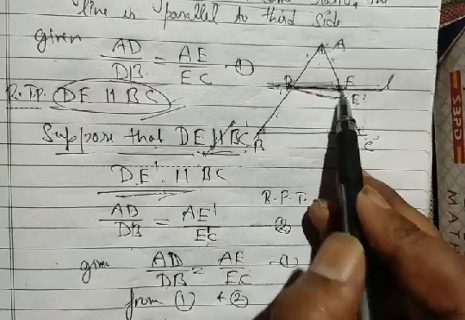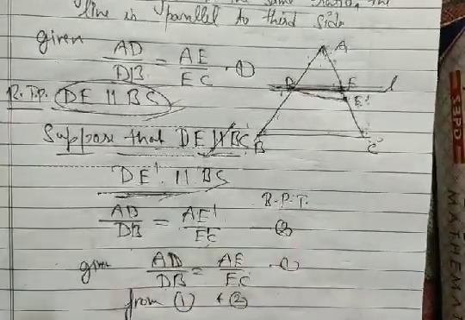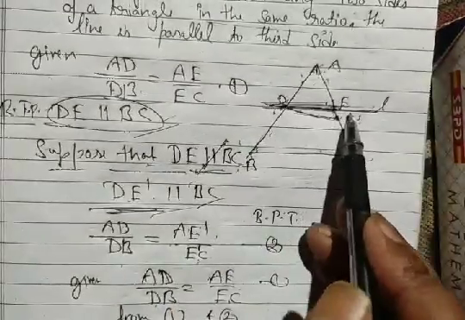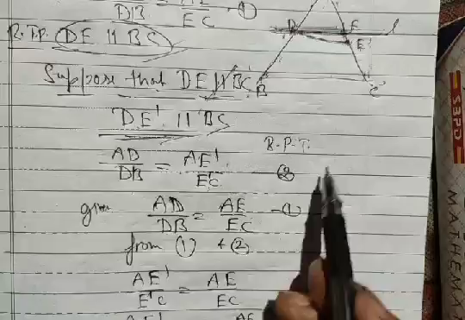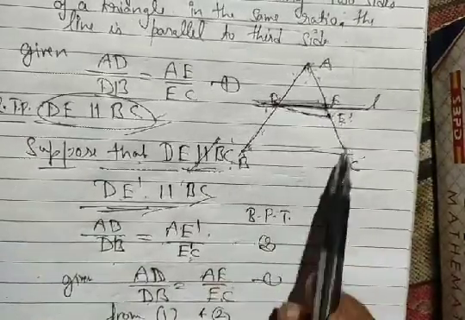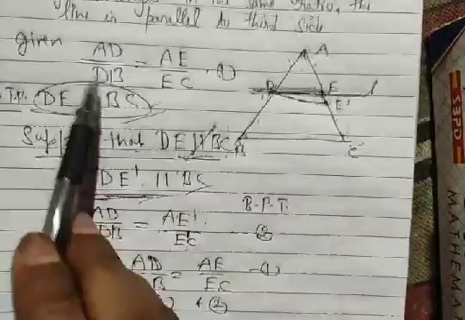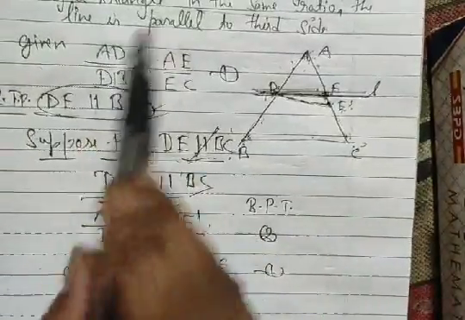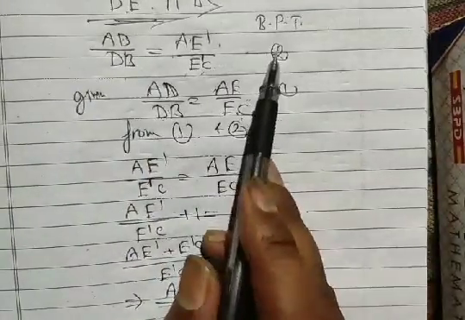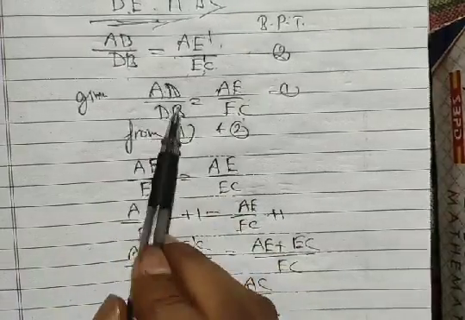We take a neighborhood point E prime on the side AC, and suppose that DE prime is parallel to BC. Then in the triangle, if DE prime is parallel to BC, by the basic proportionality theorem we have AD by DB is equal to AE prime by E prime C. But by the statement of the theorem, we have AD by DB equal to AE by EC.